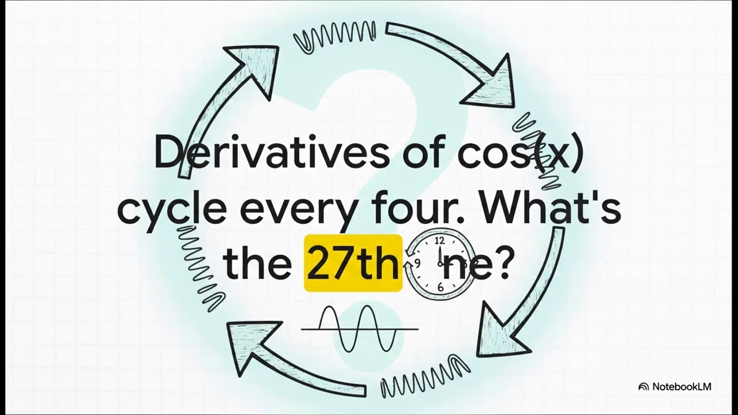So, to leave you with a final thought here, did you notice that cycle in the spring example? You start with cosine. The derivative is negative sine. The derivative of that is negative cosine. The derivative of that is sine. And one more derivative gets you right back to where you started, cosine. It's a perfect cycle of 4. And because it's a predictable cycle, we can figure out any derivative, not just the first or second. Which leads me to a little puzzle for you. What do you think the 27th derivative of cosine of x would be?